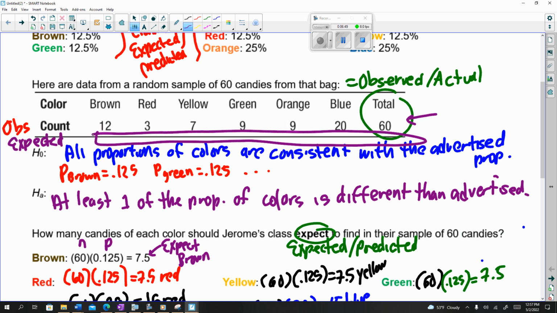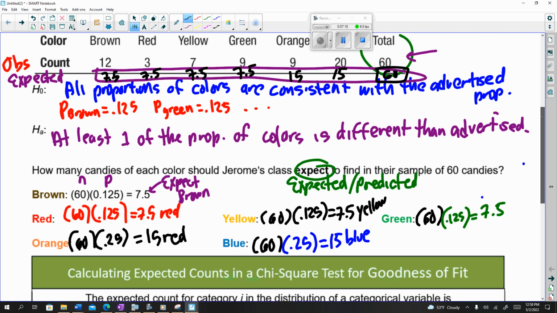So I got brown 7.5, red 7.5, yellow 7.5, green 7.5, orange 15, 15. And if you look across, they should total up to the same total, 60, unless there's a little round off error. So now we have the observed and we have the expected counts.